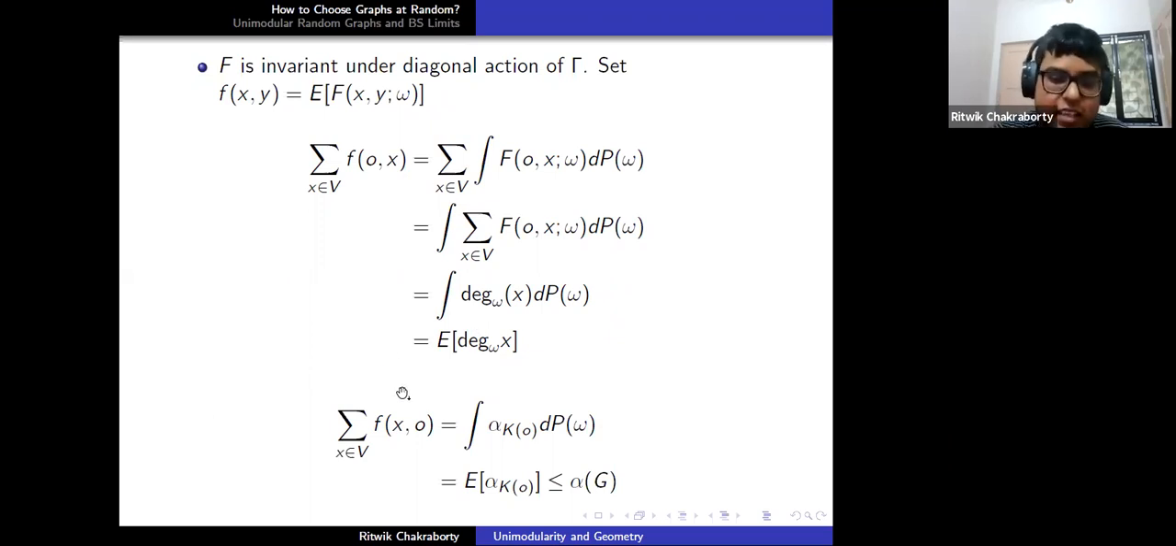On the other hand, if you compute the total mass flowing into O, then again it's not very difficult to see that it's going to be the expected size of alpha K(O). K(O) is the cluster of O, and alpha K(O), as you remember, is just the internal average degree of this cluster. Anyways, the point here is that it's going to be bounded above by alpha. So this essentially gives you proof that the expected degree is bounded above by the geometric degree.